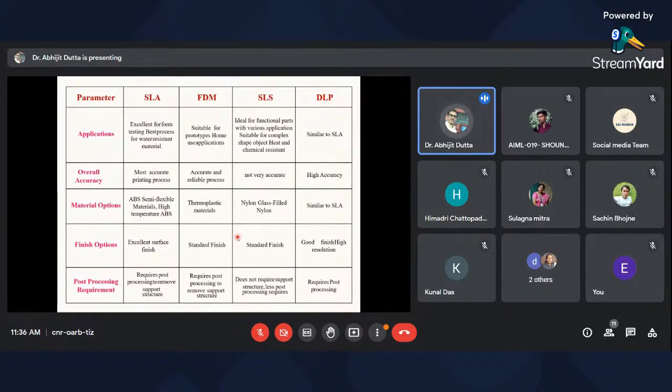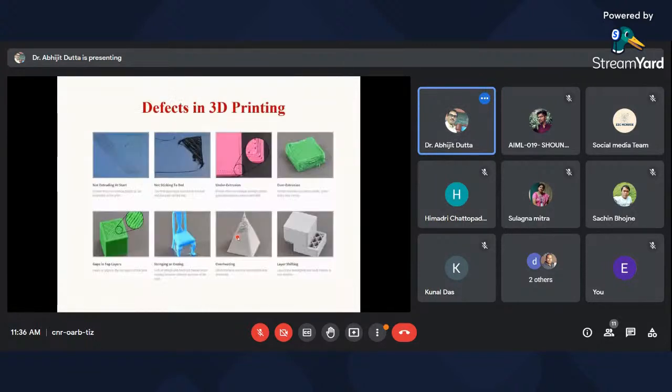So now I would like to show you a few defects. Most of the defects are due to fused deposition modeling, and the key factors for these defects are the temperature, feeding rate, and nozzle position, which are the main causes of these different types of 3D printing defects.